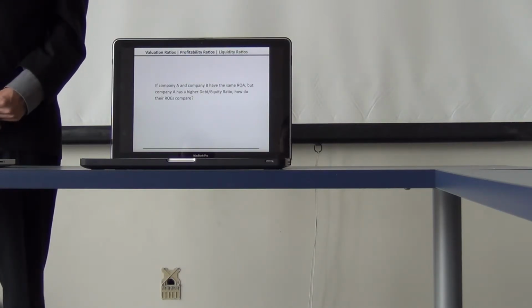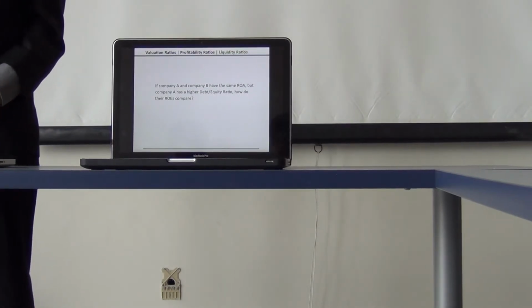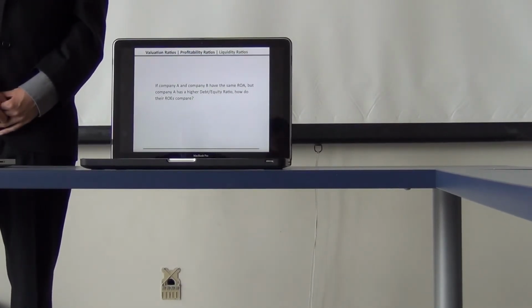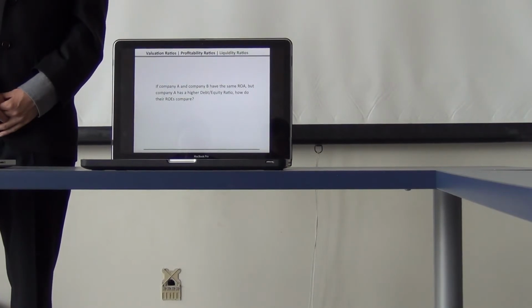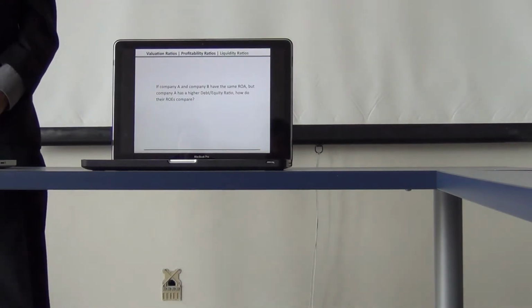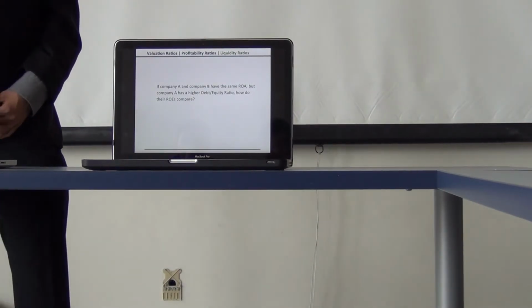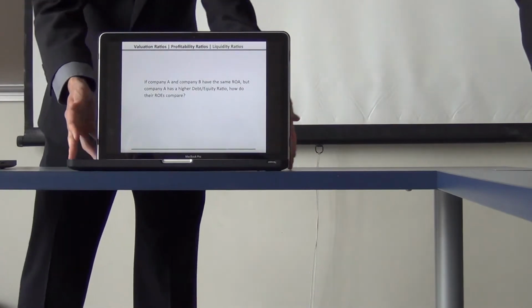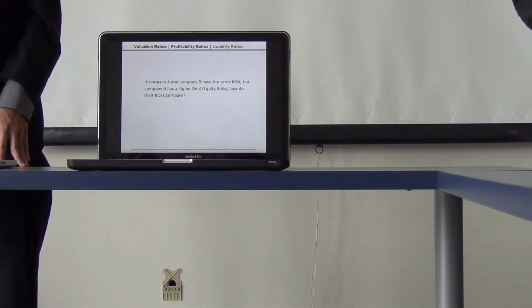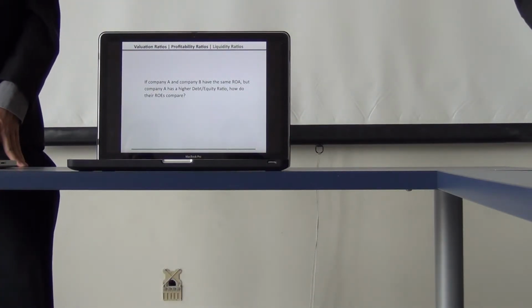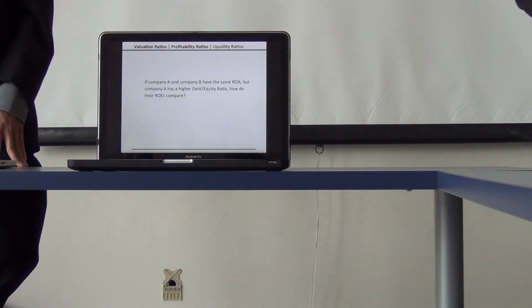Who's financing here? Someone? Well, okay, so assets is equity plus debt. If they have the same ROA, then the return is the same and the ratio is the same. Company A has a higher debt to equity ratio, which means the percentage of debt is higher and the equity is lower. For ROE, the denominator is equity. So it should have a higher percentage for Company A.